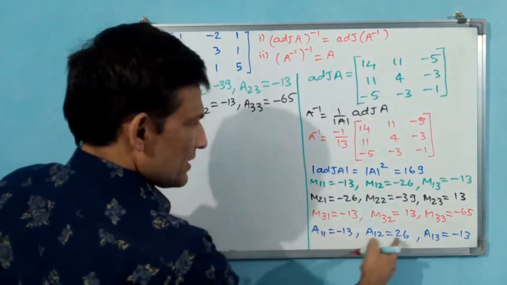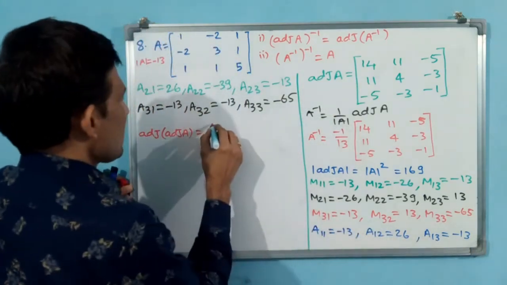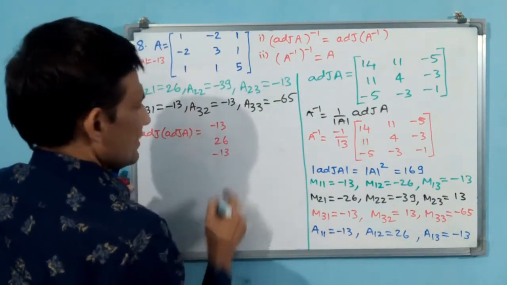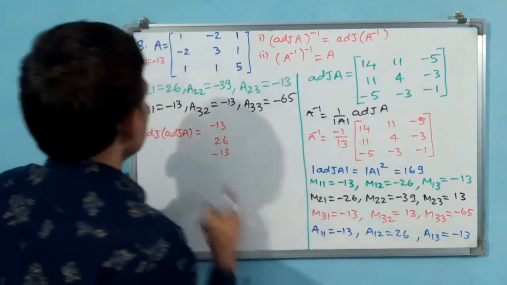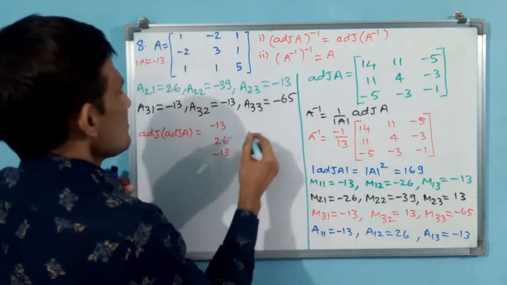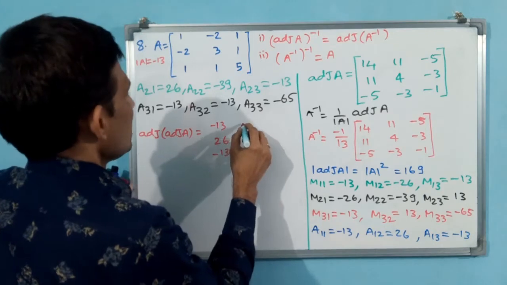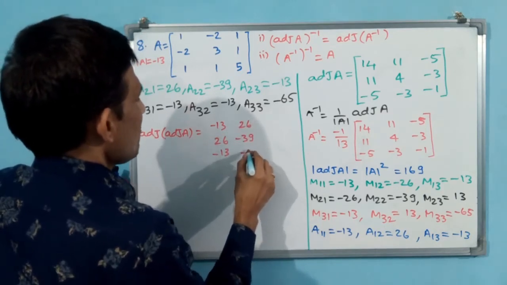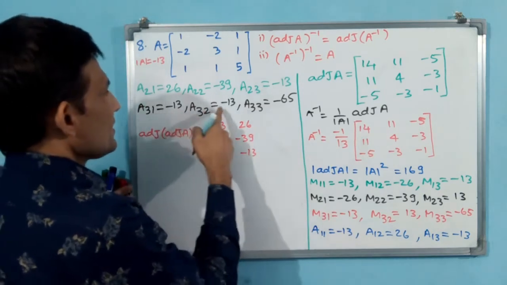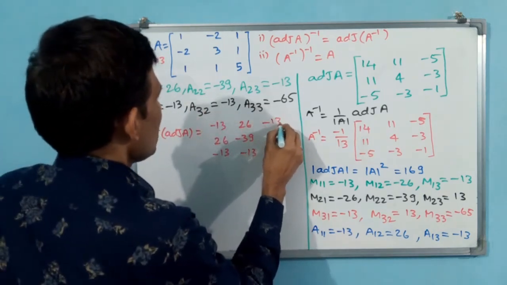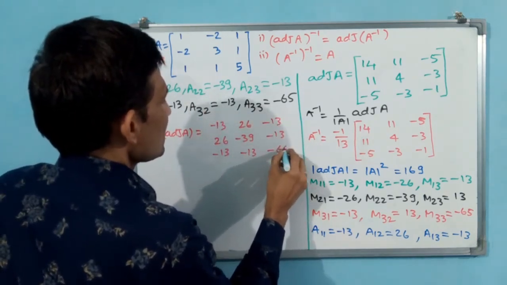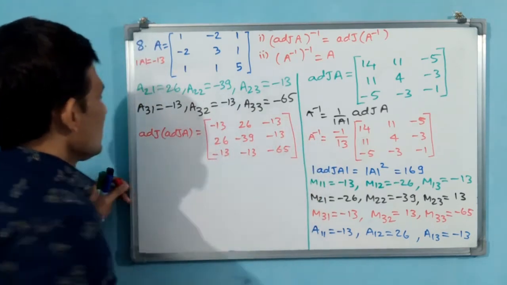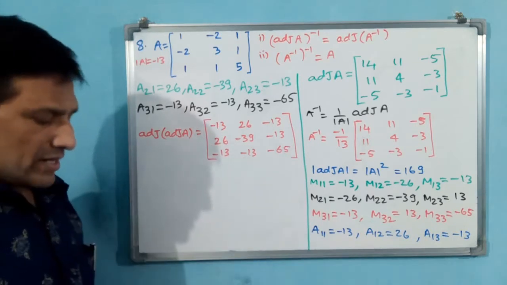You see minus 13, 26, minus 13. Then 26, minus 39, minus 13. Then minus 13, minus 13, minus 65. This will be the adjoint of adjoint A.